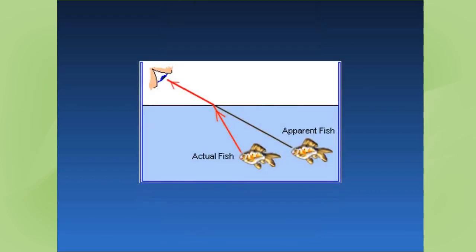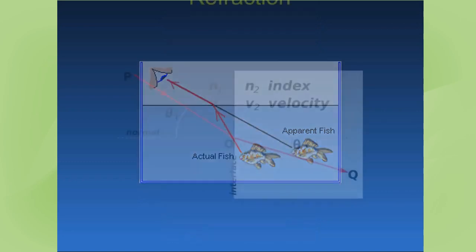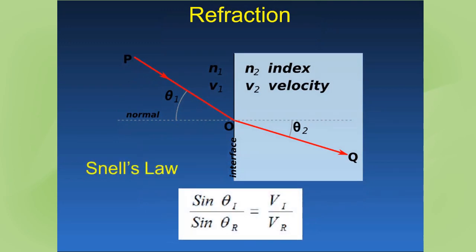Here's another illustration of that, using light waves, where you have an actual fish, then you have the bending of the light waves, and it looks like you have an apparent fish, and it may look like you have two fish. Looking at the physics of refraction, I put this in here to be complete, and perhaps you'll see this again on a test. Snell's law is the definition of refraction. The sine of the angle of incidence divided by the sine of the angle of refraction, so the ratio of the sines of the angles is equal to the ratio of the velocities. That's just extra for experts. You may or may not see that again.